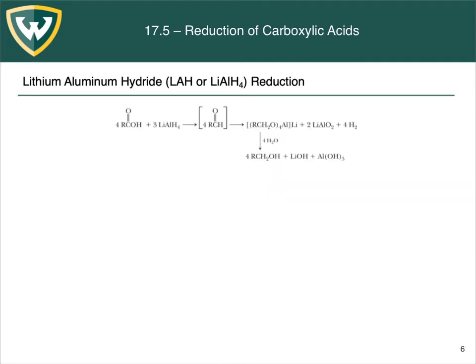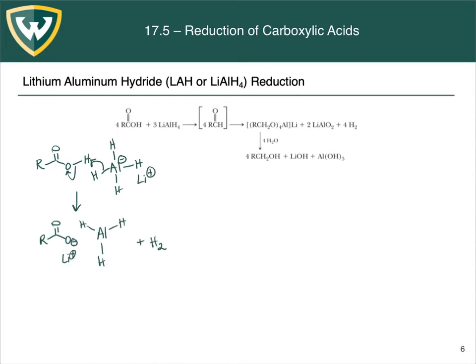You're already familiar with how lithium aluminum hydride functions as a reductant of carbonyl compounds, but an important note for carboxylic acids is that the first equivalent of any hydride source that you add, such as sodium hydride or sodium borohydride or lithium aluminum hydride, is actually just going to deprotonate the carboxylic acid to give the carboxylate.